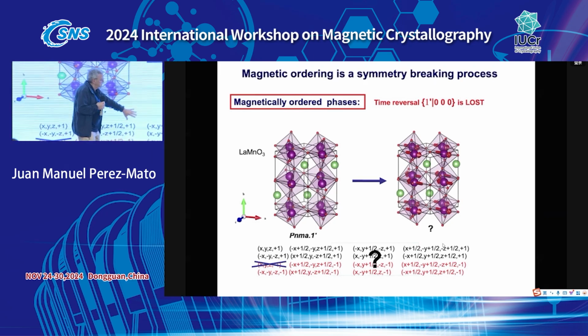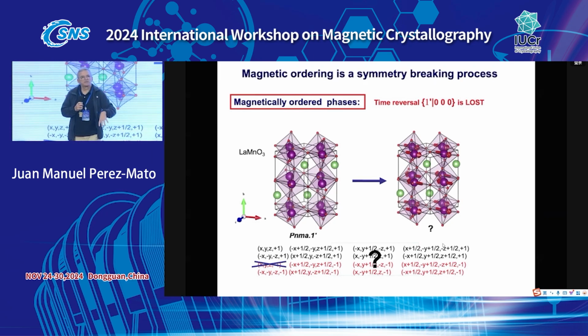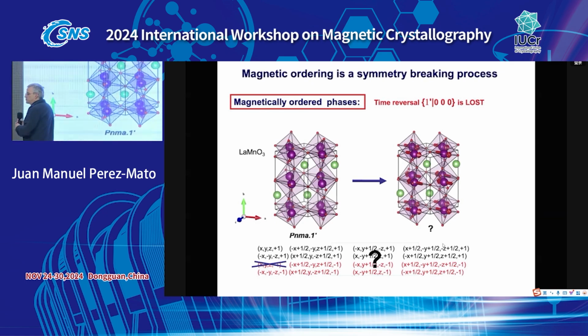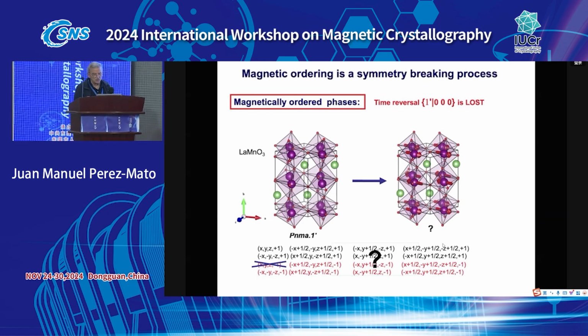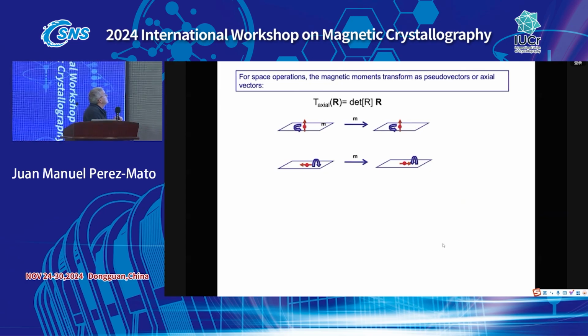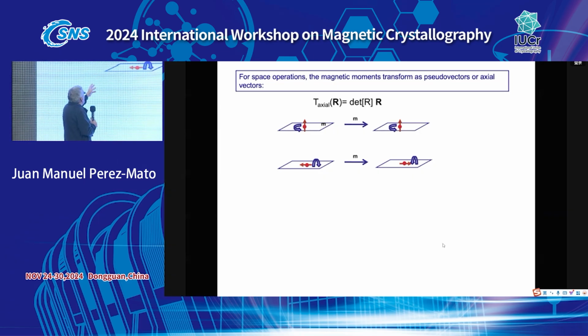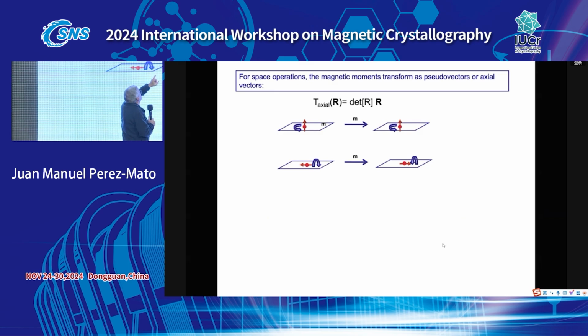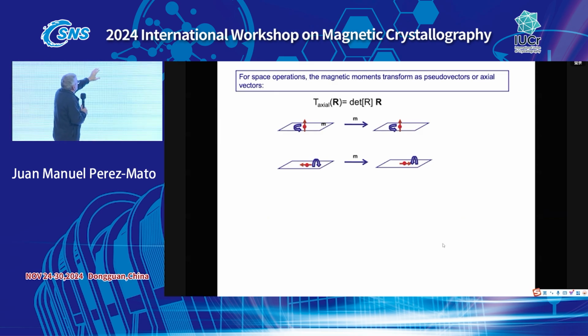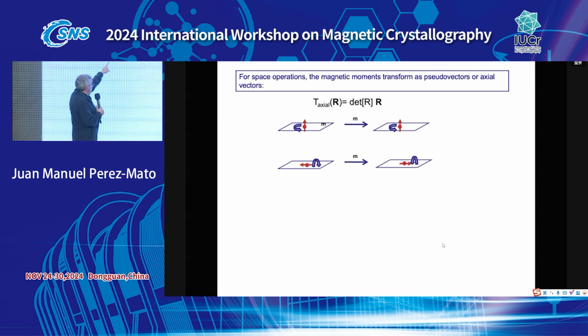But what happens with the rest? Some of them will be kept and some of them will disappear. Which ones disappear? In order to know that, we have to come back to what was explained this morning: how an operation, a rotation, proper or improper, acts on a magnetic moment. Because we have to know what is going to happen to the spins when we apply the operation RT, rotation plus translation. And the property is indicated there mathematically.